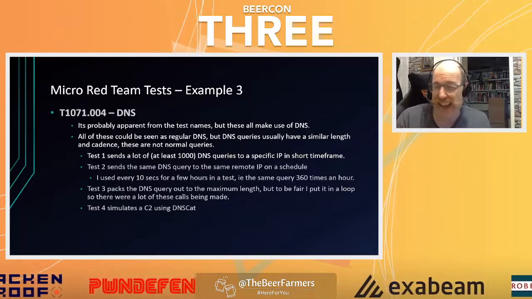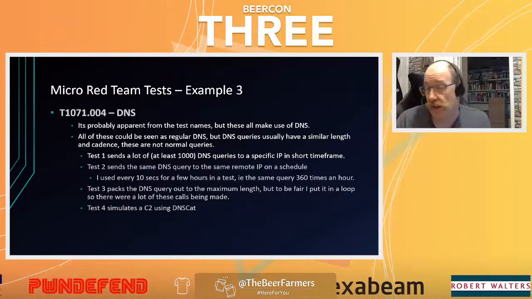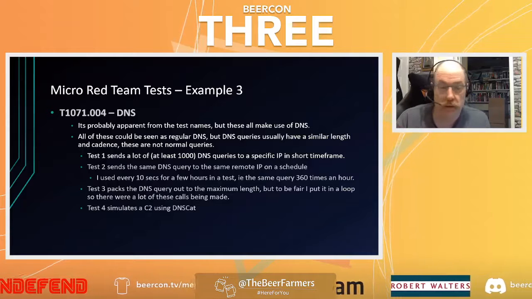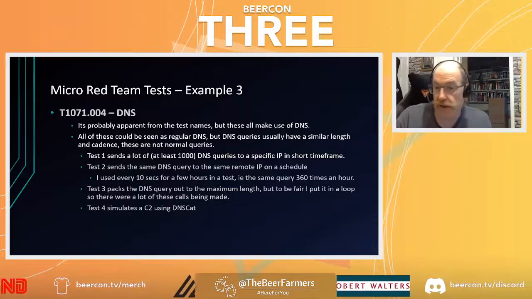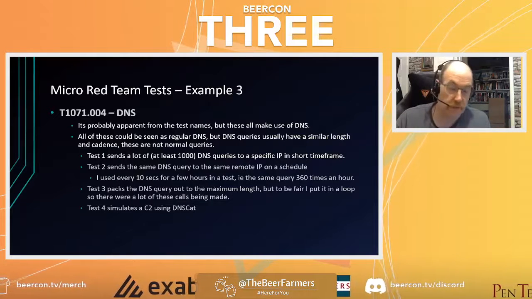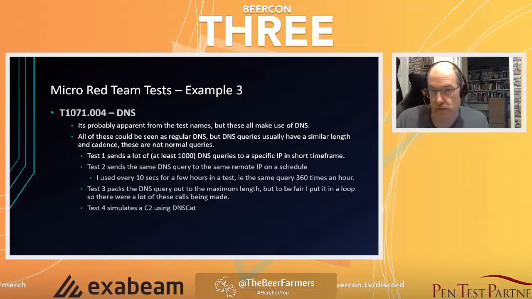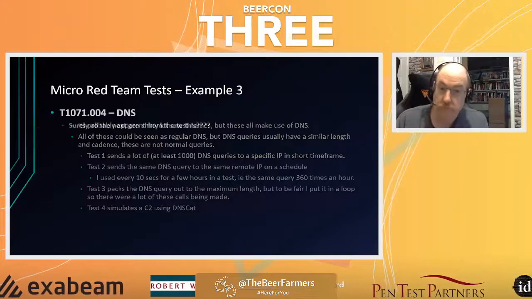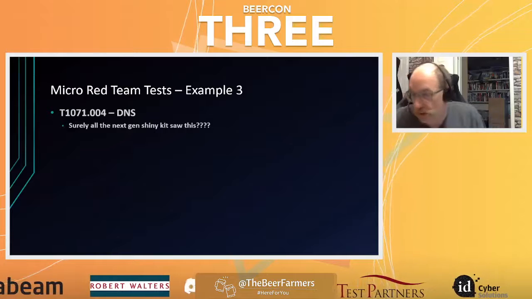It would be really unfair for me to use a test that sent just one query out. I don't think anything next-gen is ever going to catch something that simple, because if it's never seen it before, it can't make a judgment. And if it never happens again, it doesn't know about it. So to be fair to the blue team, I put this in a loop, so there were quite a few of these calls. The fourth test uses DNScat to try and simulate C2 activity between them. So, as I said, surely all this wonderful next-gen kit caught it.